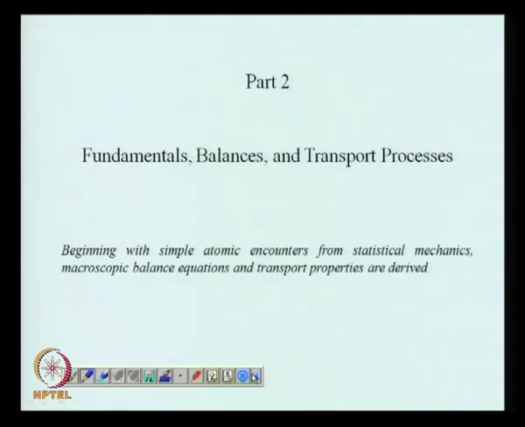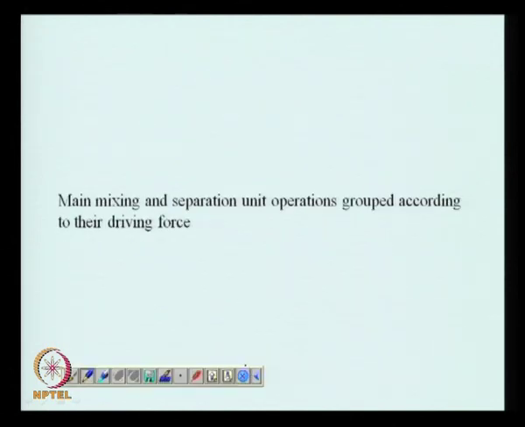Now, we come to part 2 of this course, where we are going to concentrate more on the fundamentals, the balances and the transport processes. The goal is that, starting with simple atomic encounters from statistical mechanics, some macroscopic balance equations and transport properties, we can write fundamental equations that describe the transport processes in micro devices. So, we are mainly going to look at the mixing and separation unit operations, and the next table groups these operations according to their driving forces.